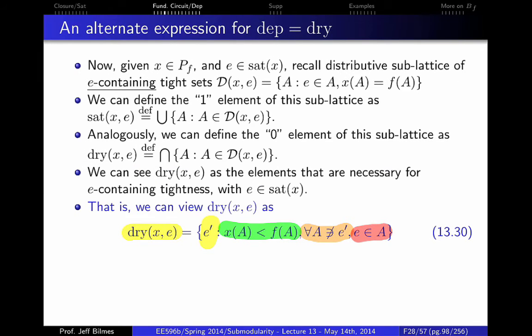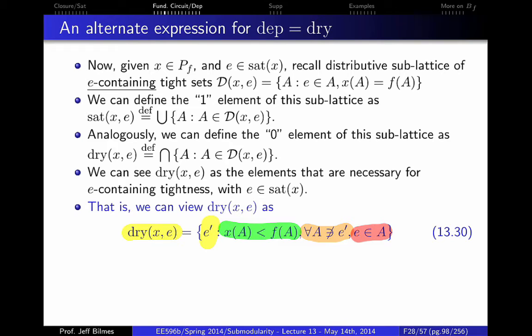If E belongs to all A, then the intersection will have E, right? If E belongs to all A by definition, then its intersection will contain E. So dry X, E will have E. No. So think of this as a definition, right?